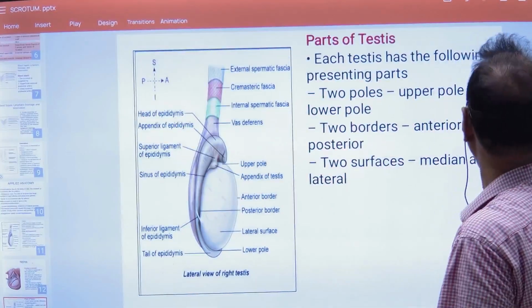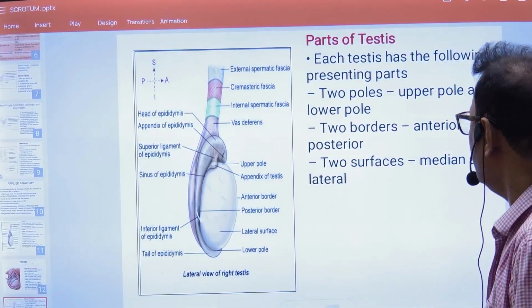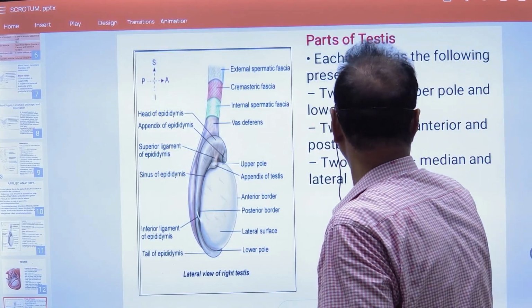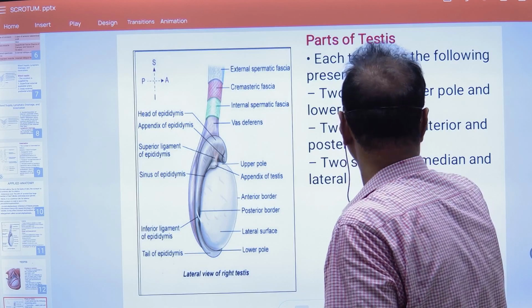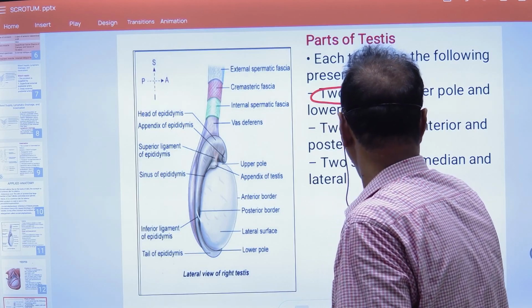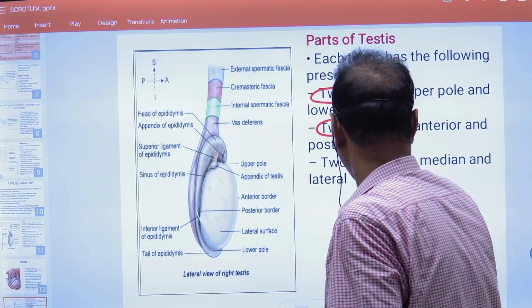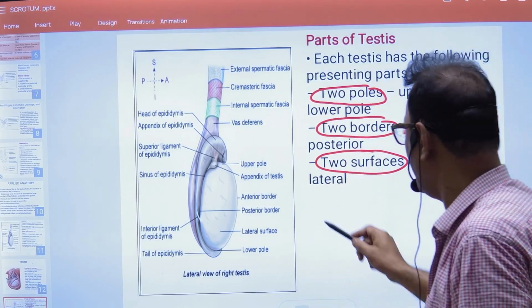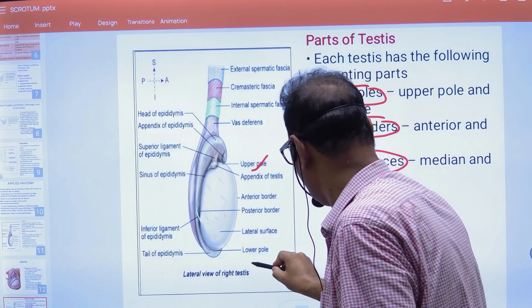Now coming to the parts of the testis. We talk about the parts of the testis. It has got two poles. इसमें कितने poles हैं? इसमें two poles हैं. It has got two borders and it has got two surfaces. Okay? इसमें दो पोल है, एक है upper pole और दूसरा है lower pole.